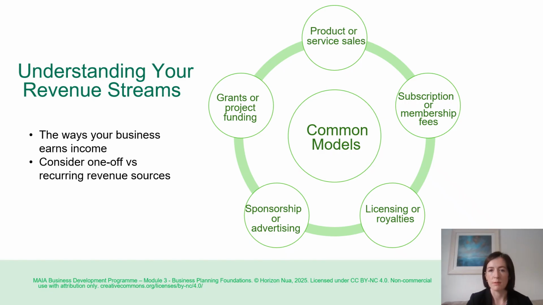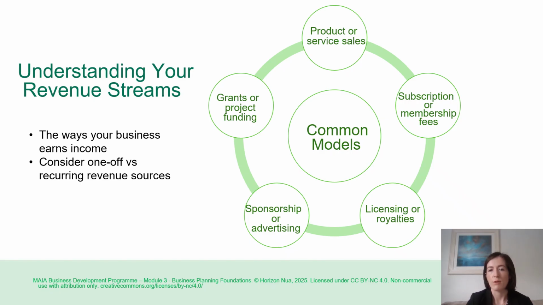Sponsorship or advertising. Revenue from promoting other organizations' products or services alongside your own. This might involve branded signage at events, sponsored content, or advertising on your website or app. Grants or project funding. Non-repayable funds provided by governments, foundations, or other organizations. For nature-based or social enterprises, this could include biodiversity restoration grants, or EU innovation funds. While valuable, grants are often short-term and should be paired with sustainable income streams.